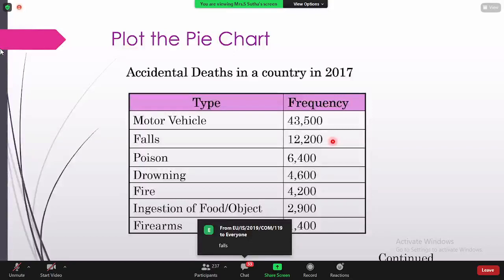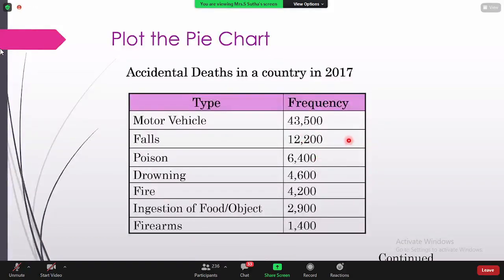Clearly, you have to tell what the meaning of 12,200 is. You can't say just falls. What does this number explain? 12,200 deaths occurred due to falls. Right? 12,200 deaths occurred by falls.